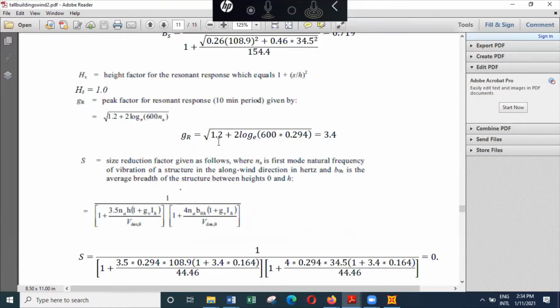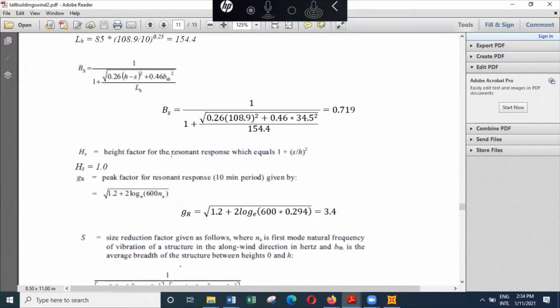When you calculate that value, it's 3.4. You can see all these parameters are given in the form of equations, which means you can easily write a spreadsheet program for calculating this. Most design engineers have a spreadsheet program. So once you plug in the numbers, you can straight away get the answer, because most of these parameters can be defined at the beginning of the spreadsheet.